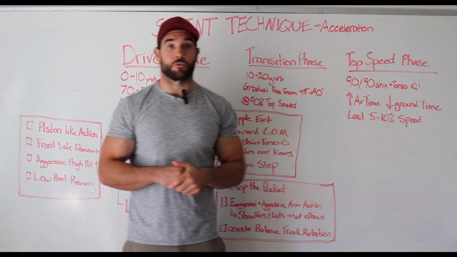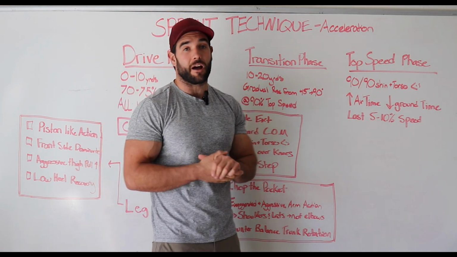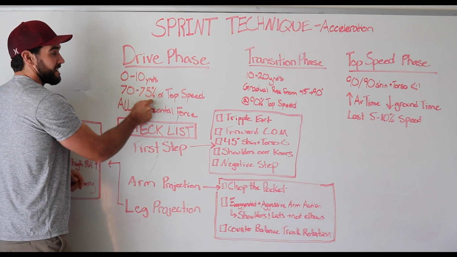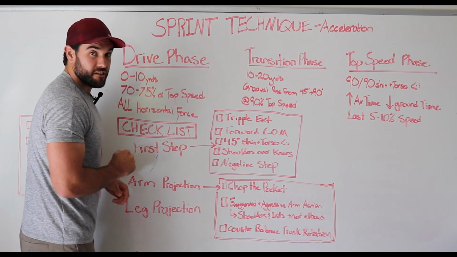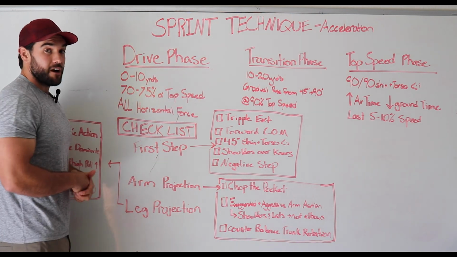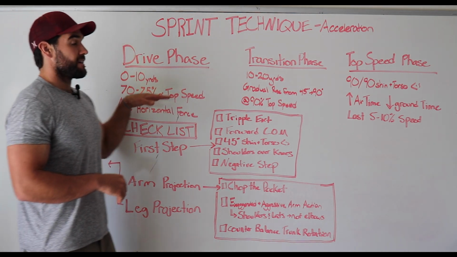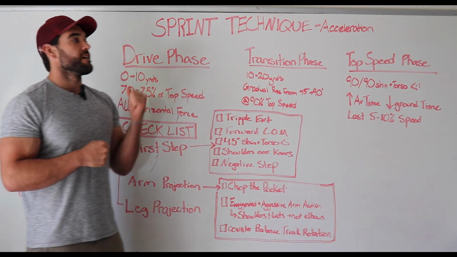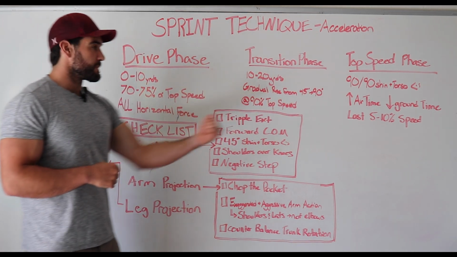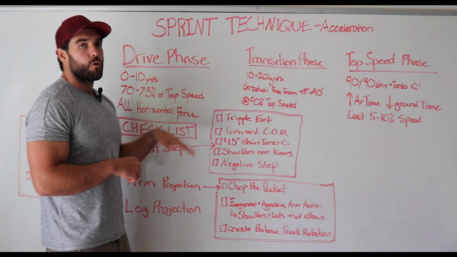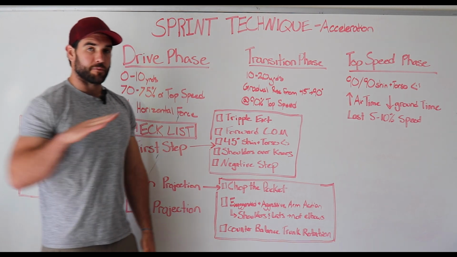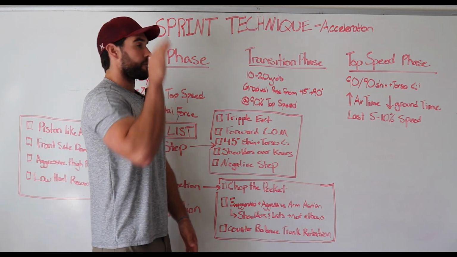So if you are someone who only can run 10 miles per hour, you are gonna get to 75% of that within your first 10 yards, okay? If you're running 20 miles per hour, this means you're getting 75% in your first 10 yards. It is the biggest area that leads to an increase in speed. And it is all horizontal forces. So it's all horizontal. When we get to top speed, it's more vertical, up and down, okay?